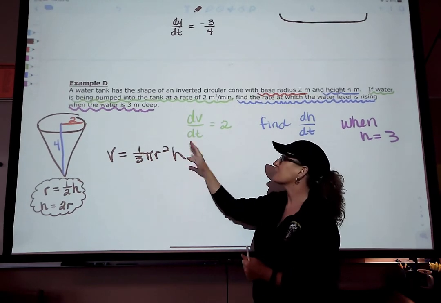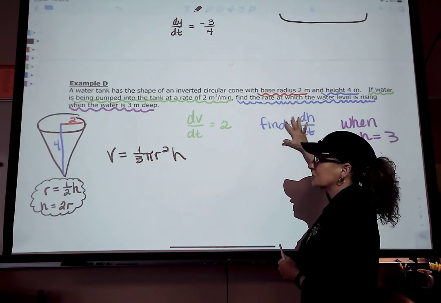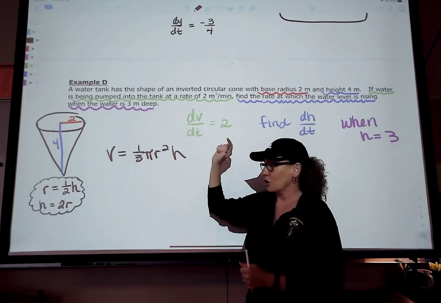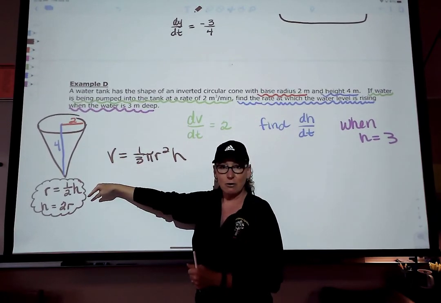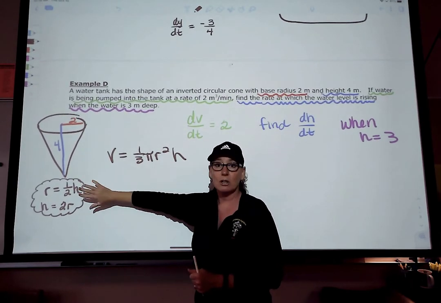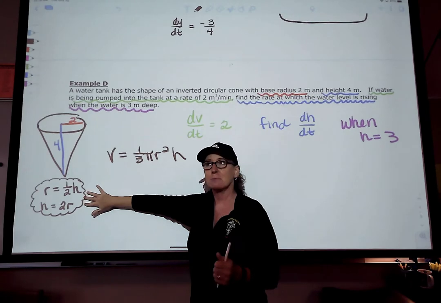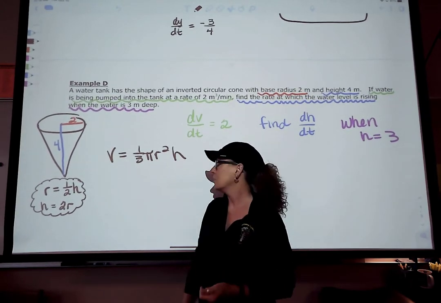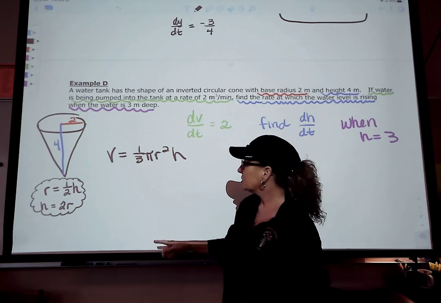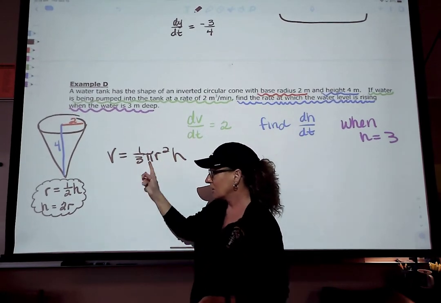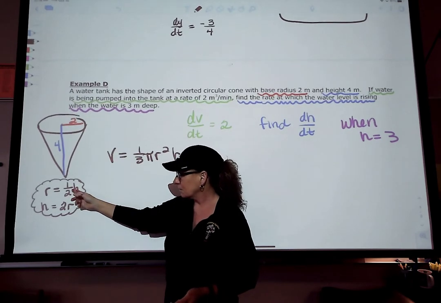I can keep H. Look at all this information I've got about H. I need to get rid of the R. How am I going to get rid of the R? Go to the relationship over here that we established between the radius and the height. You will always have a relationship something like this with your radius and your height of a cone. So I want to keep the H and get rid of the R. Let's plug that one in.